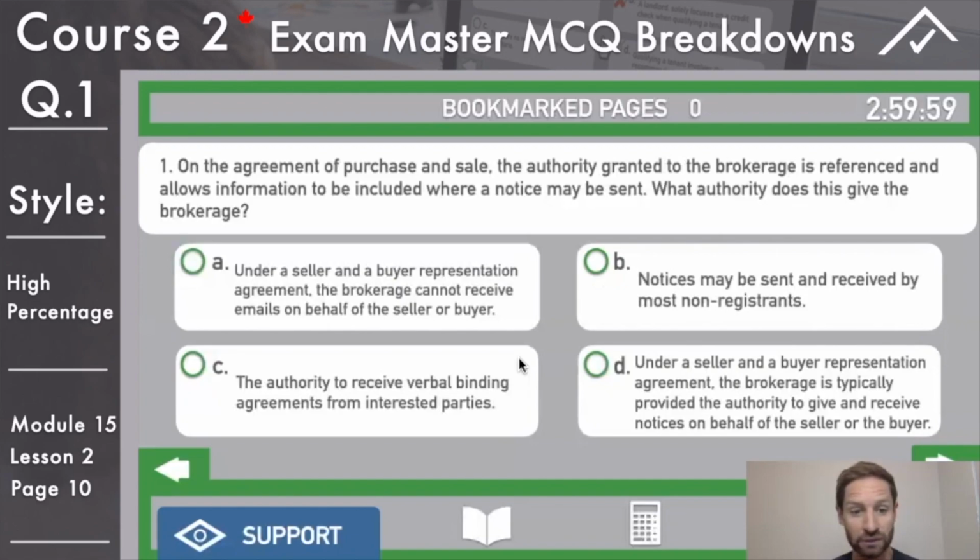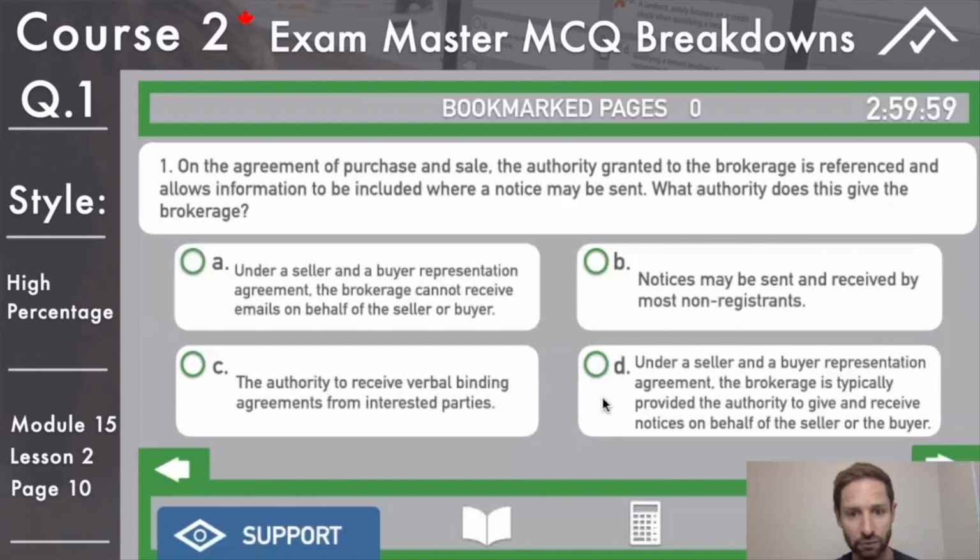C, the authority to receive verbal binding agreements from interested parties. Okay, all binding agreements for the purpose of trading in real estate must be in writing. There's a very, very small percentage of the time, almost not even worth talking about, when it comes to leases and the statute of frauds, which is such an old-school law. But basically, for the purpose of trading in real estate, everything must be in writing. Simple one there. Just keep that in mind.